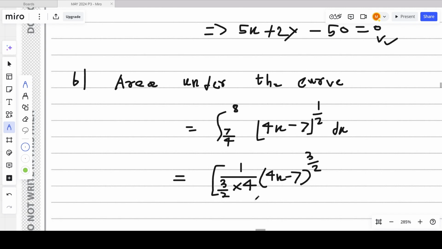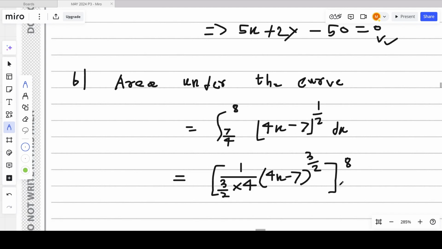In the chain rule, we multiply the coefficient by the derivative of the part within the bracket. But here in the reverse chain rule, we divide the coefficient by the derivative of the part within the bracket. So we got the antiderivative. The upper limit is 8, the lower limit is 7/4.